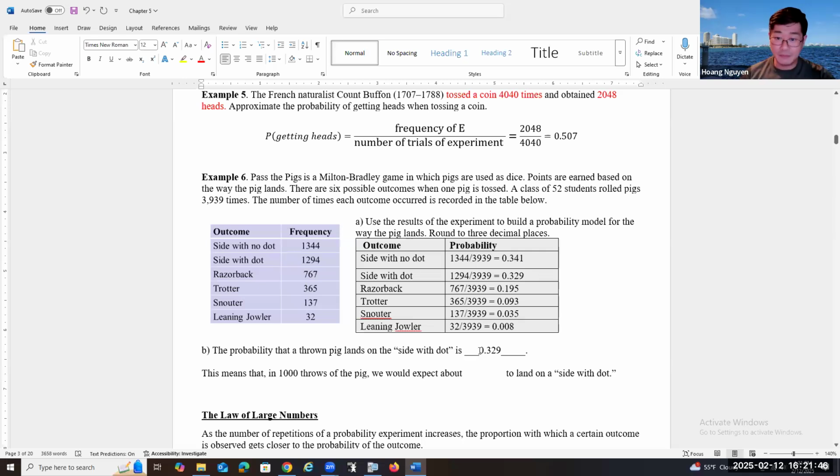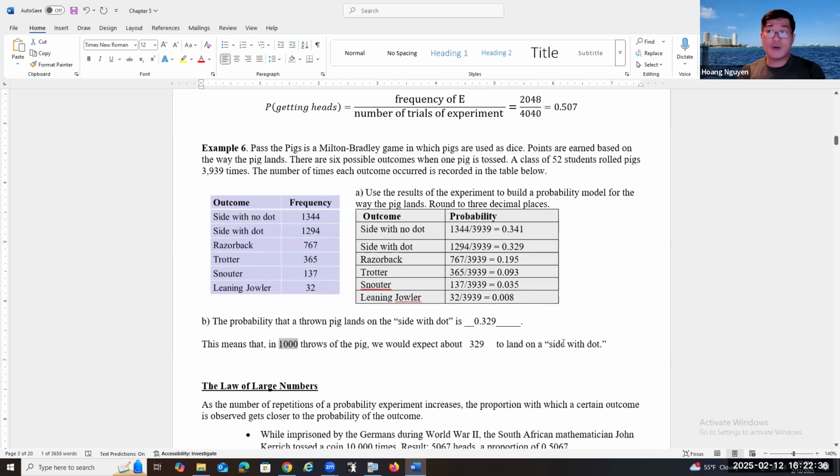So what does the value 0.329 mean in this application? It means that in 1,000 throws of the pig, we would expect about 329 of them. How do we get that number? We take 1,000 times this number, so you get about 329 times that it lands on the side with dot. This is the first method you might use to calculate the probability of an event: if you can actually conduct the experiment, use the relative frequency to approximate the probability of an event E.